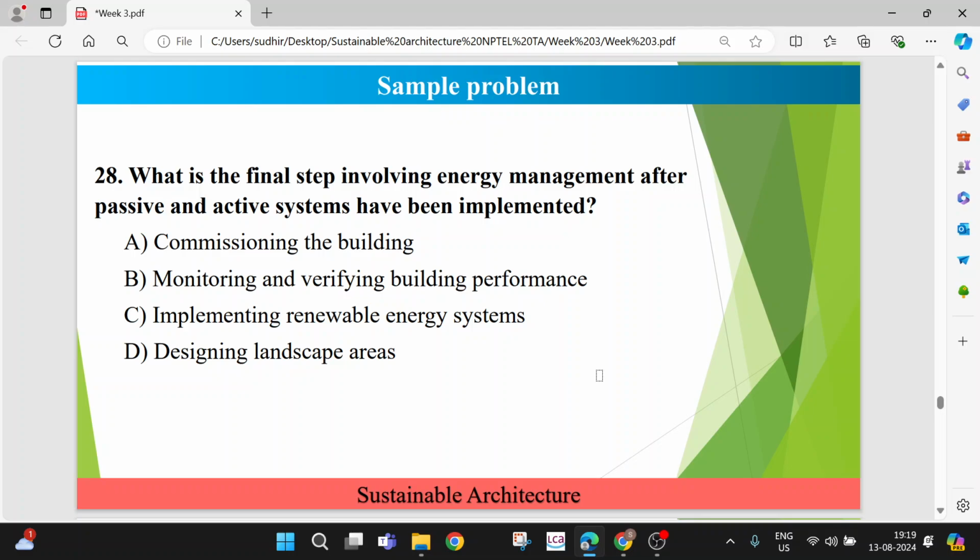So here, let me see. All of you are giving option B as the answer, but option B is not the right answer. That's what I want to discuss. Read the question properly. What is the final step involving energy management? You have to manage the energy. Although you have employed passive features and active systems in your building, if there is some shortage or energy requirement, then how do you manage that energy?